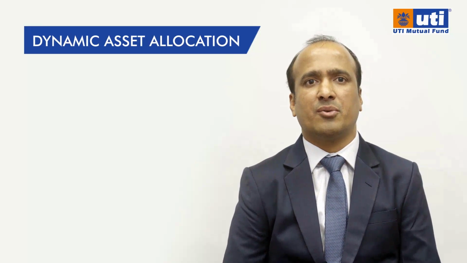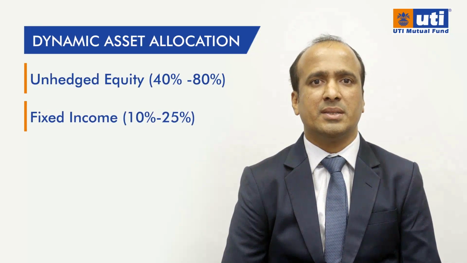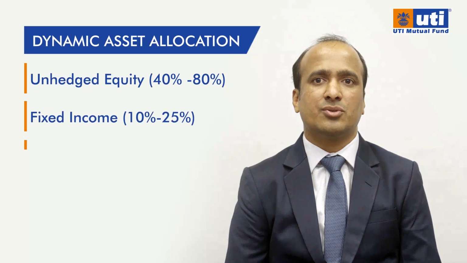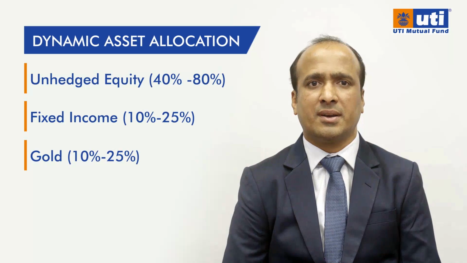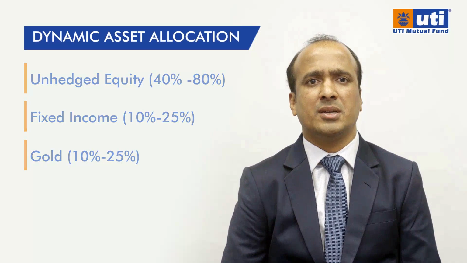There are two broad aspects for managing risk and return opportunities in this fund. Dynamic asset allocation across equity and gold based on in-house proprietary financial model and equity portfolio construction using integrated investing approach. UTI Multi-Asset Allocation Fund provides dynamic asset allocation to equities in the range of 40 to 80%, gold and fixed income in the range of 10 to 25%, based on relative attractiveness of these asset classes. The allocations are based on an in-house developed proprietary financial model.